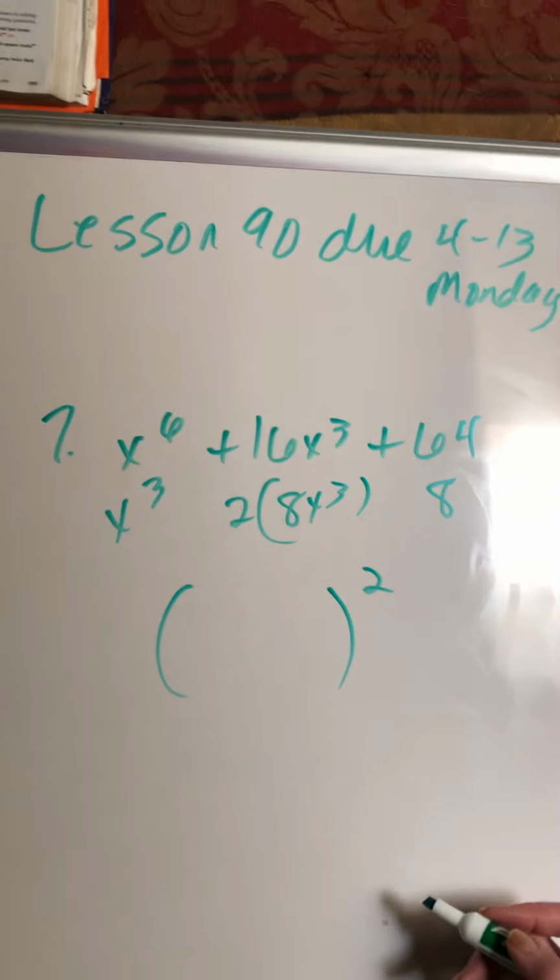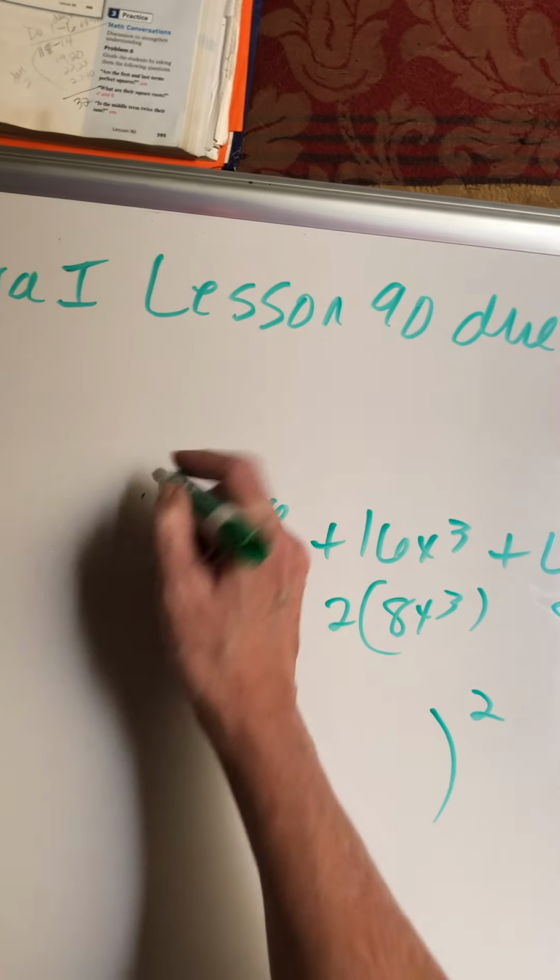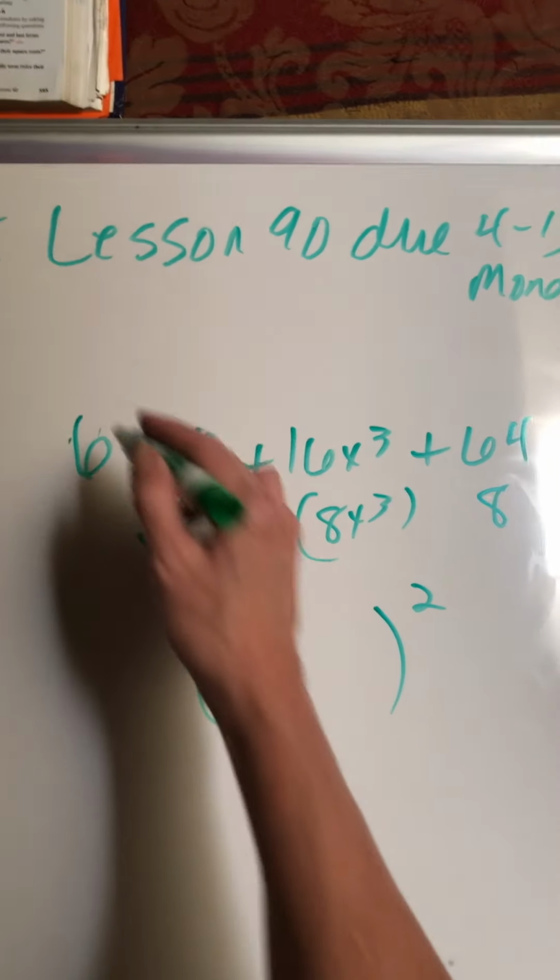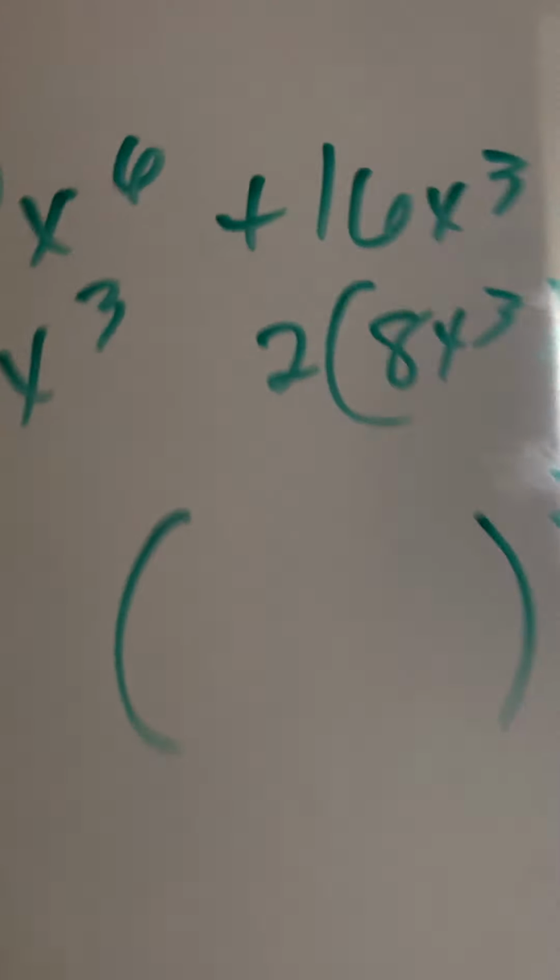So you finish up number 6. It is a perfect square trinomial. Okay, so you finish that up.